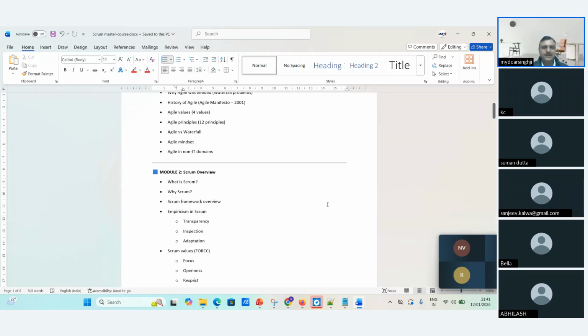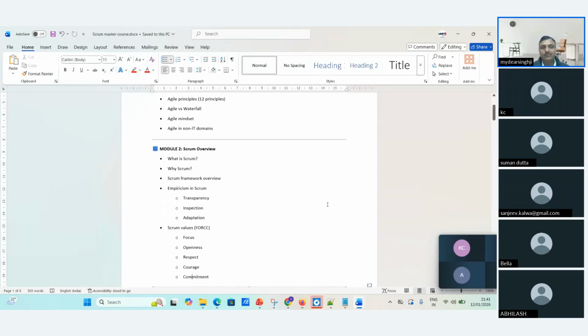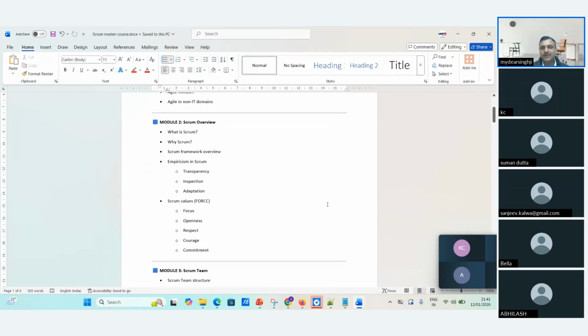empiricism, where transparency, inspection, and adaptation will be there. What are the Scrum values, where five will be there: focus, openness, respect, courage, and commitment. Why is this required for the team? So this part we are going to see deeper tomorrow. Why Scrum? What is the use of Scrum?